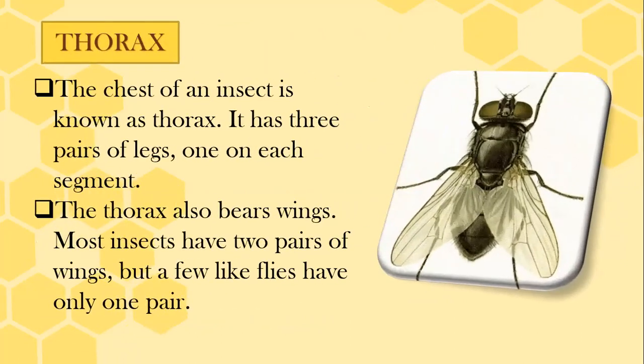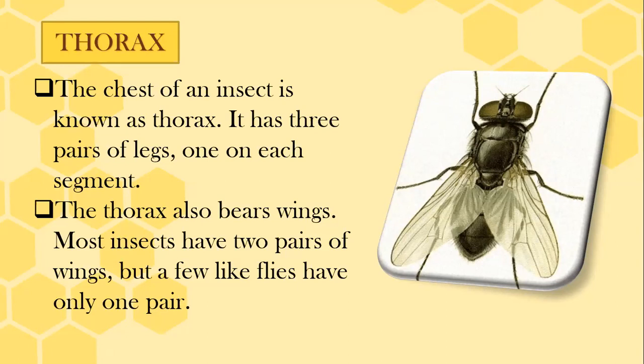Okay, thorax. Thorax is the mid part of an insect, your common insect, the housefly. The chest of an insect is known as the thorax. It has three pairs of legs, one on each segment. What do you understand by one on each segment? It means just below the head, one pair is there, then in the center one pair of legs, and then at the abdomen. So an insect has three pairs of legs.